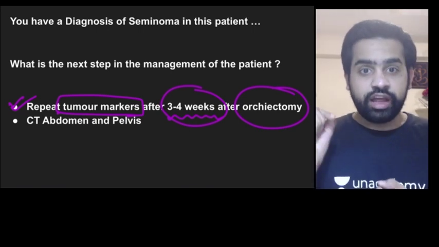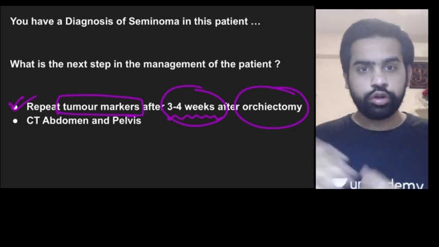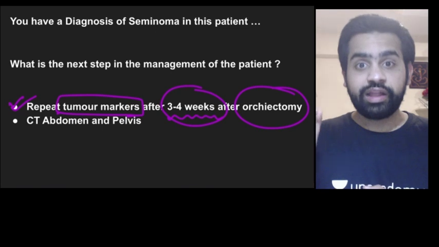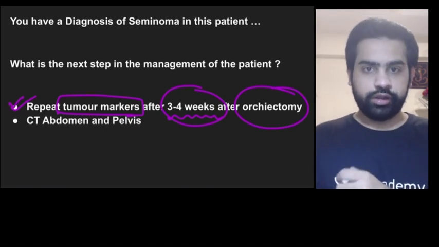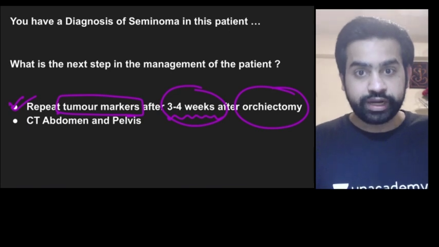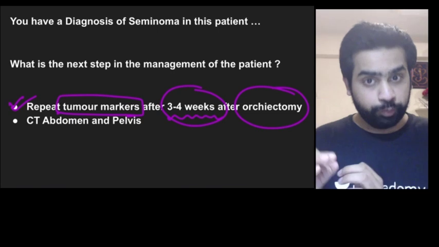So please understand, if the tumor markers are persistently elevated even after the 3 to 4 weeks after the orchidectomy, then it confirms that those tumor markers are elevated because of a residual disease or a recurrence. Are you understanding my point? I hope you get this. This is a very, very important thing. So residual disease means most probably it is a metastasis. I hope you get this particular point.